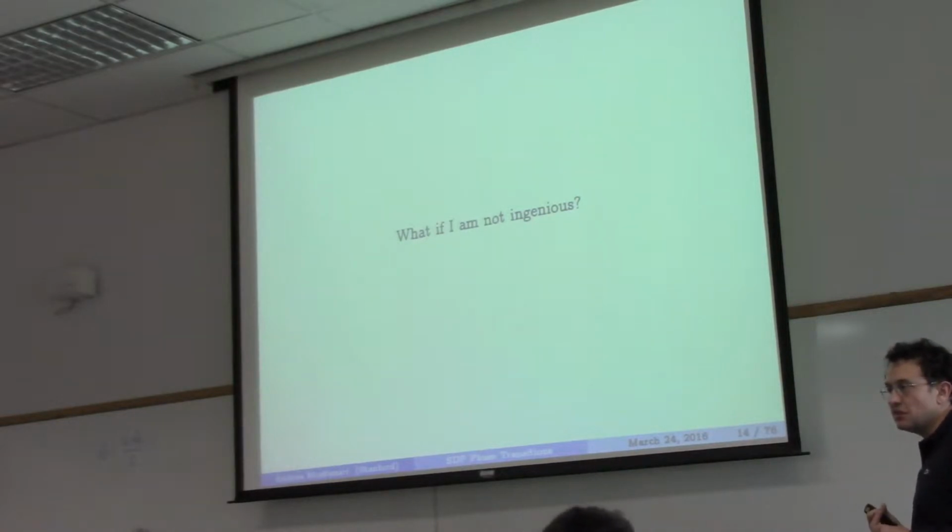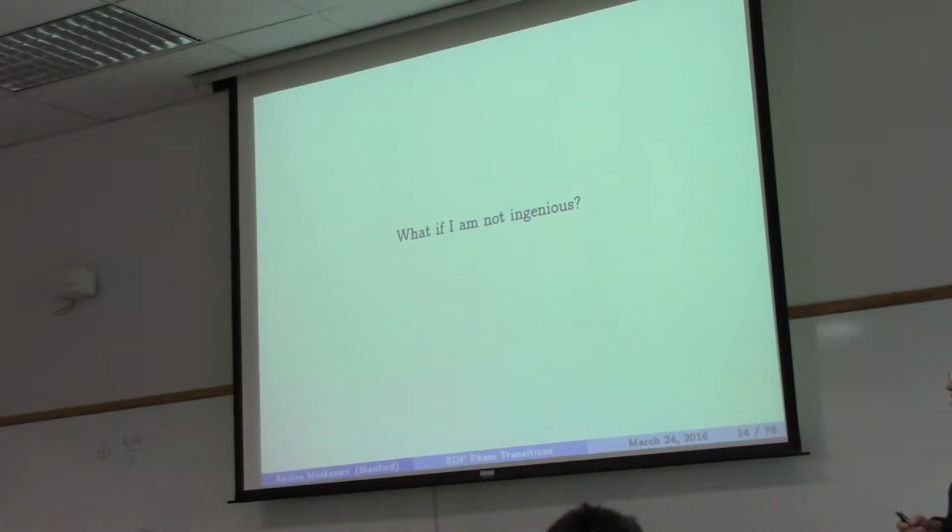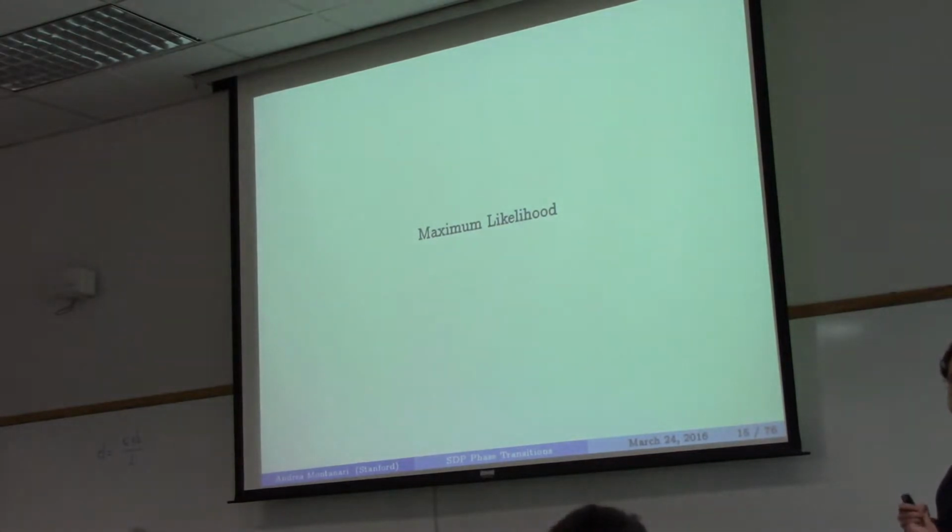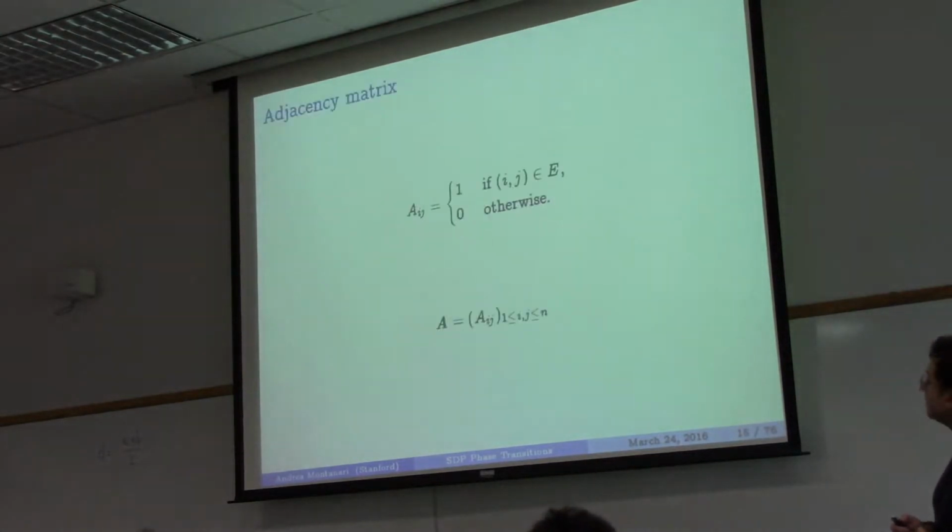So first of all, this is not an academic question. I'm not that ingenious. And second, you don't want your algorithm to be fine-tuned to the properties of your graph. You want, ideally, your algorithm to be robust. Well, if you're not particularly smart, the first thing that you always do is maximum likelihood, right? So what is maximum likelihood?